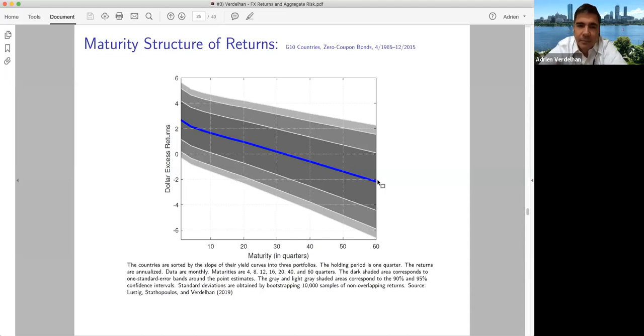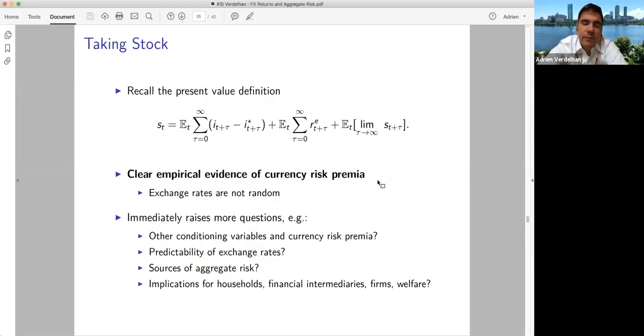I want to stop very soon, but just to take stock, what was the point of this first part of the presentation? Well, just to tell you that the risk premia are there. We have a clear driver of exchange rates. That's the point that Matteo made. Exchange rates are not random, but as soon as you go there, it means that there are a lot of other questions that we should think about.